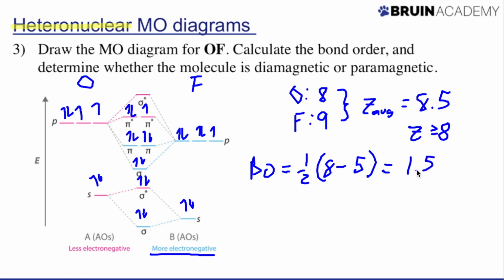So there's some partial double bond character. It's between a single bond and double bond. And we have one unpaired electron right here, and so we call that paramagnetic. And so that's an example of a heteronuclear MO diagram. You should know how to do both types of MO diagrams, and you should memorize the arrangement for all of them.